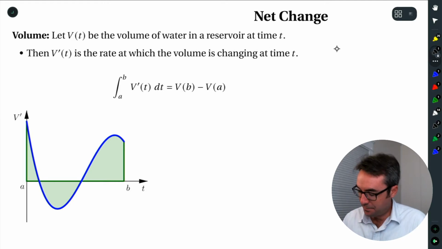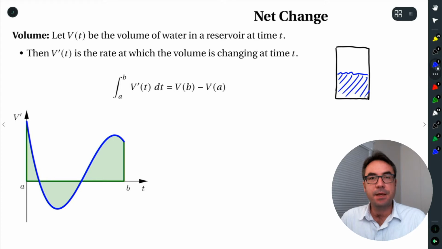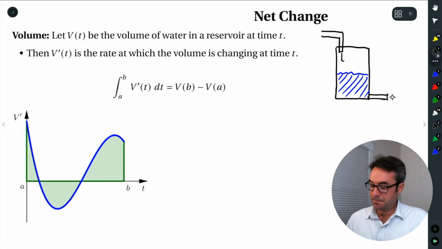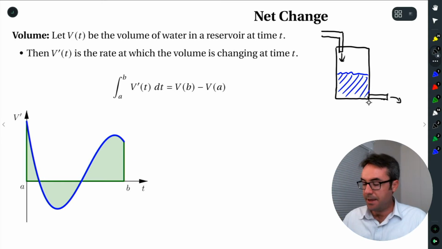So let's suppose we have, here's our reservoir, and we have some water in here. And what we're going to be doing is pumping water in. So some water can come in this way, and then we have a little spigot on the end here where water can be pumped out if needed. So we have this tank of water, and water is coming in and water can go out.